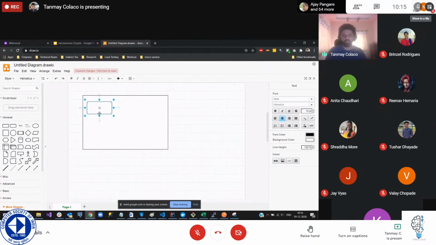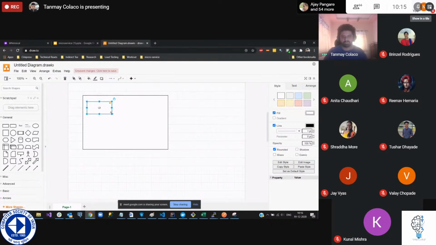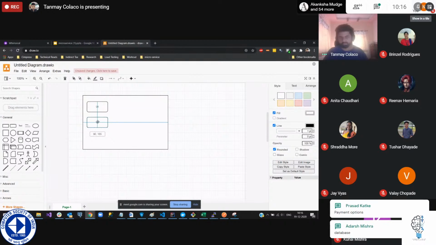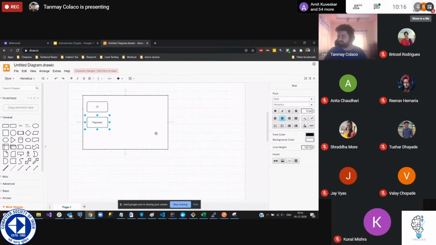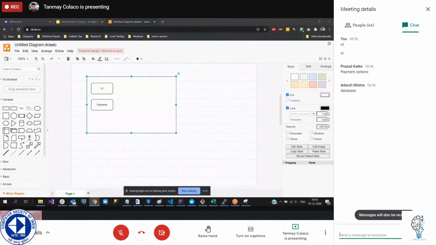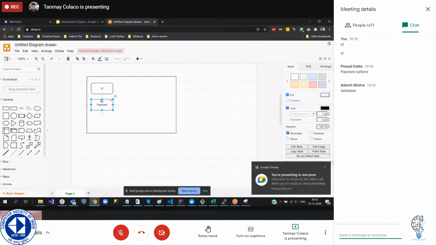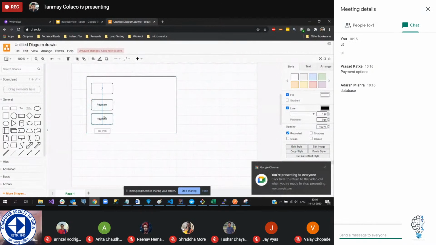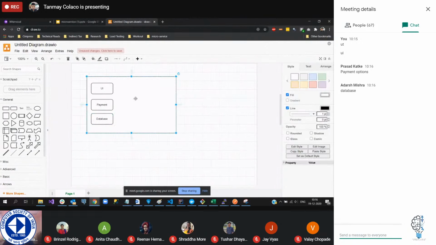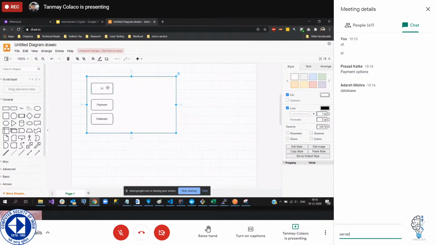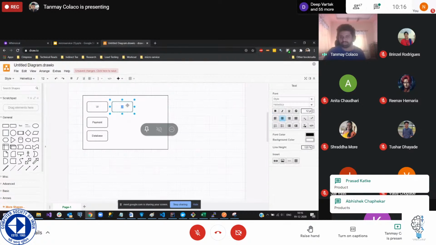UI, okay, right? I have a UI. Then payment options. Okay, so I have payments. Okay, I have a database, right? Anything else? What do you require? I have the actual products that I need to sell. So there is one code that will get me the products I need to sell.